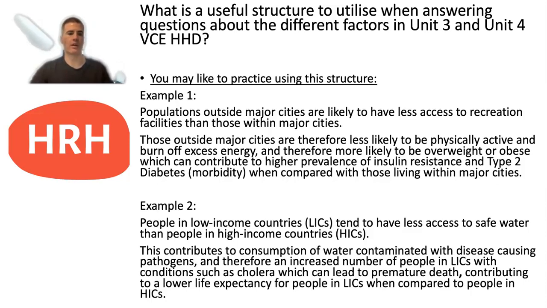And it's the same across in Unit 4. You can see in example 2, I've said people in low income countries tend to have less access to safe water than people in high income countries. Once again, the first sentence is just the difference in whatever the factor is between the groups that you're looking at. And then the second sentence is linking it onto a condition and something to do with, say, health status or burden of disease. So in example 2, I've then said this contributes to consumption of water contaminated with disease-causing pathogens and an increased number of people in low-income countries with conditions such as cholera, which can lead to premature death and contribute to a lower life expectancy for people in low-income countries when compared to high-income countries.